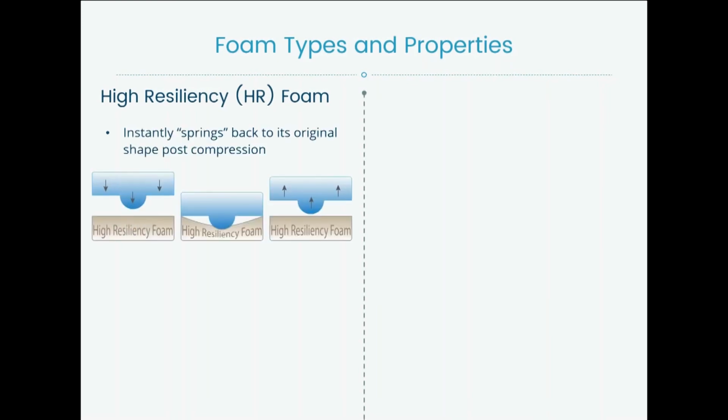So as I mentioned, there's two main types of foam. There's the high resiliency foam, HR foam, and this type of foam springs back immediately after you take someone off of it. If you look at these pictures, when you put someone on a high resiliency foam, it's going to do exactly what it's supposed to. The foam is going to give, but when you take the person off of the cushion, it's going to spring back to its original shape immediately.